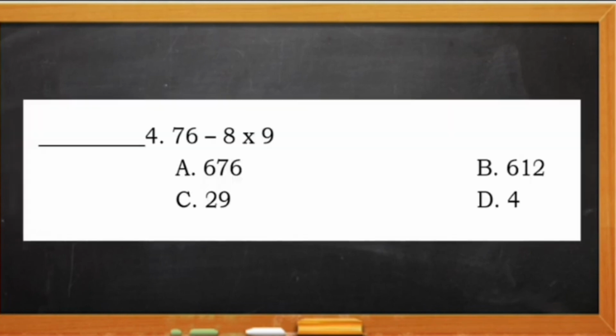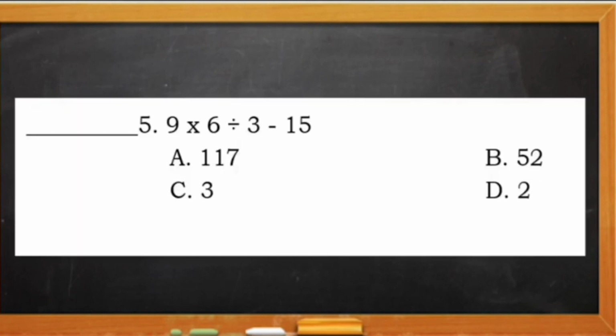Number 4. 76 minus 8 times 9. The answer is letter D. Number 5. 9 times 6 divided by 3 minus 15. The answer is letter C.